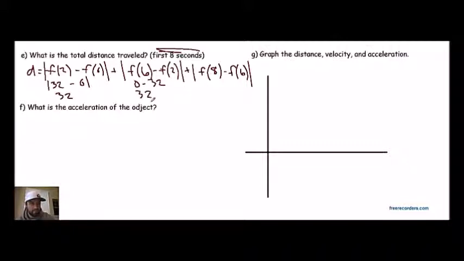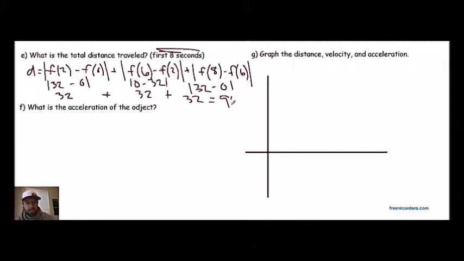So when we take that absolute value, we're going to end up with another 32 feet. And then we're going to see that after 8 seconds actually gets you back to 32 feet as well. Okay? So minus our 0 feet at 6. So here's another 32 feet. We can add 32 plus 32 plus 32, which gives us a total of 96 feet.